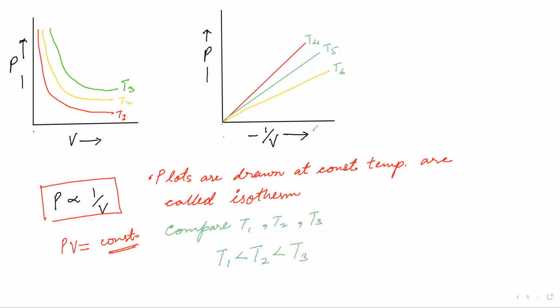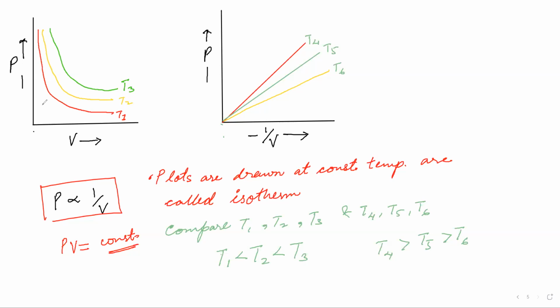What about this graph, the 1 by V graph, T4, T5, T6? T4 is the greatest, then T5 and then T6. Okay. How did you come up with this answer? First of all, Mariam, tell me. Because of the relation, right? In one it's inversely proportional and in one it's directly proportional.